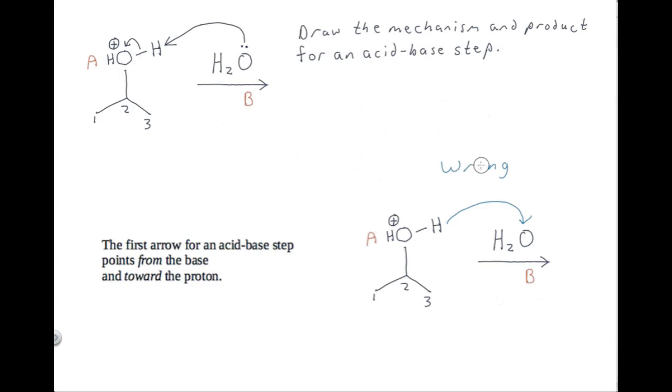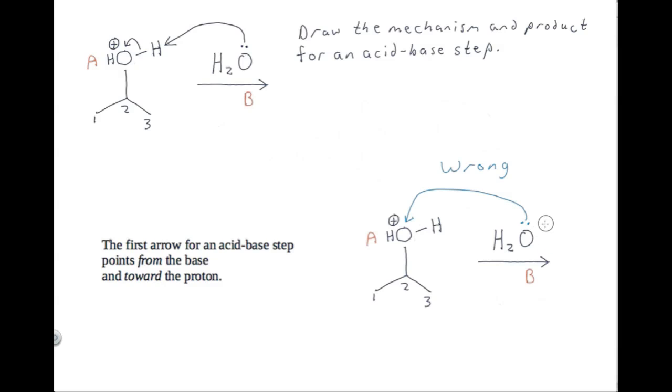Here's another common wrong way to draw the arrow. This is clearly wrong because the arrow is going in the wrong direction, but this is very tempting. This is a tempting mistake. Students draw this arrow because they say that the proton is moving towards the water. And in a way that's true, but remember, it's not the purpose of this arrow to show the movement of the proton. The purpose of the arrow is to show the movement of the electrons. It's an electron pushing arrow, not a proton moving arrow. So this arrow is tempting, but wrong.